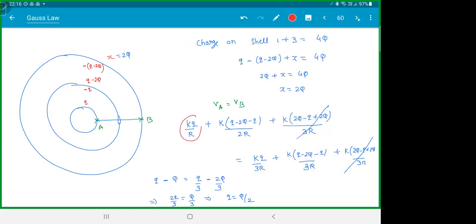This is shell 1, shell 2, shell 3. You have to find the potential at the point due to all the 3 shells. How did you find the potential? K charge by radius. If the point is on the surface, KQ by radius. If the point is inside, then KQ by radius of the shell. Point B is outside for everyone, that's why everything got 3R. Point A is inside for 2R and inside for 3R, so that's why we got 2R and 3R. Please check it. This should be clear.